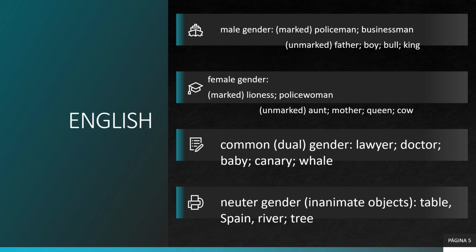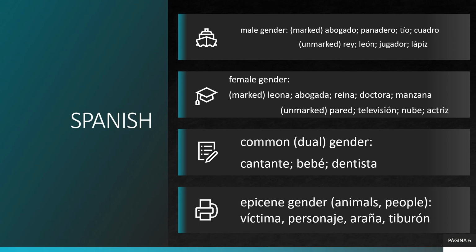Remember that in English, gender is always biologically sex determined. In Spanish, gender is arbitrarily given by dictionaries. So, in Spanish, objects have either male gender or female gender. We also have the common dual gender in Spanish: cantante, bebé, dentista. Remember that common or dual gender are those nouns having both genders simultaneously, that is at the same time, and we are going to use them either as males or females according to context. El cantante or la cantante, for example, right?